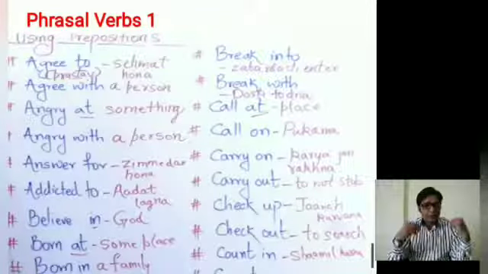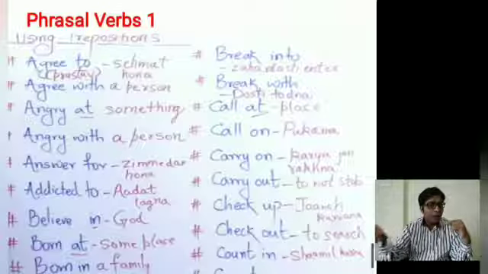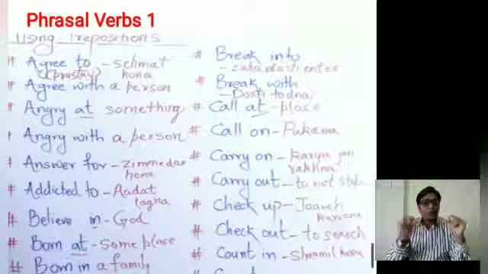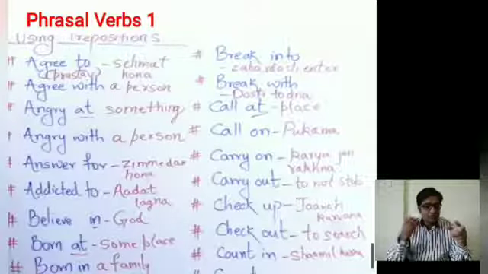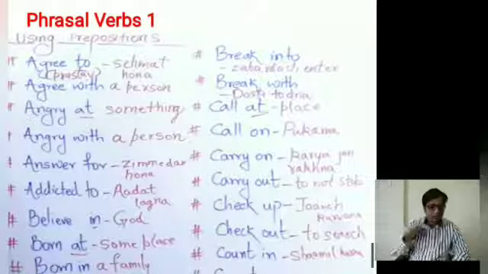Call at. We use call at for place. I call at her to meet me at airport. So when you want to meet someone at some place, at that time we use call at. And call on we use for announcement, right? Teacher call on Sumit to make a presentation. So call on means bulana, right?